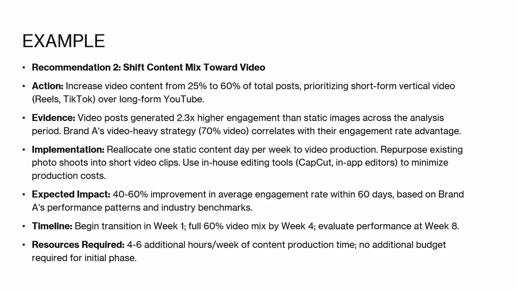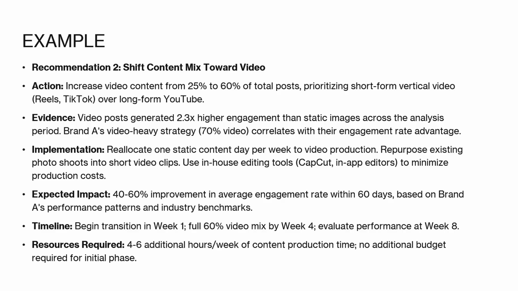So let's walk through a fully developed recommendation so you can see what it looks like. The recommendation is to shift the content mix towards video. This action is specific. Increase video content from 25 to 60% of total posts, prioritizing short-form vertical video like Reels and TikToks over long-form YouTube. The evidence is drawn directly from the analysis. Video posts generated 2.3 times higher engagement than the static images did. You notice that the competitors' video-heavy strategy correlated with an increased engagement rate. See how the recommendation is grounded in what the data showed? It's not a guess, it's evidence-based direction.